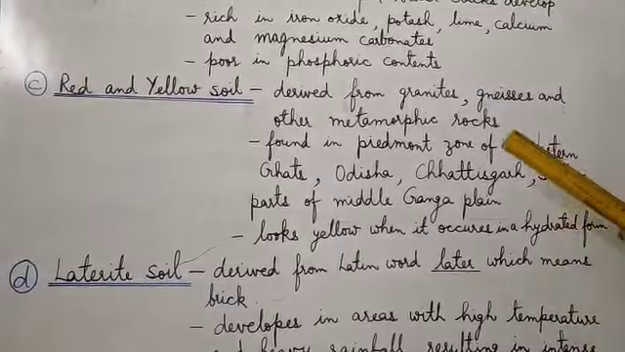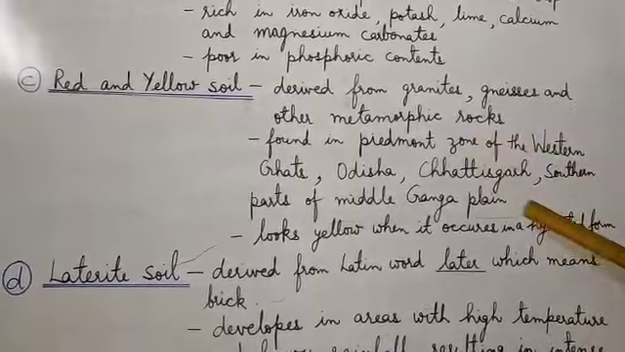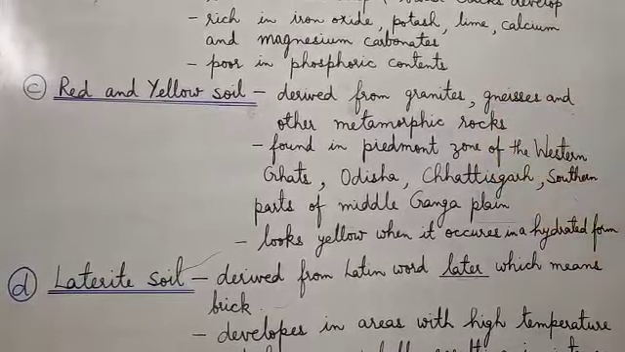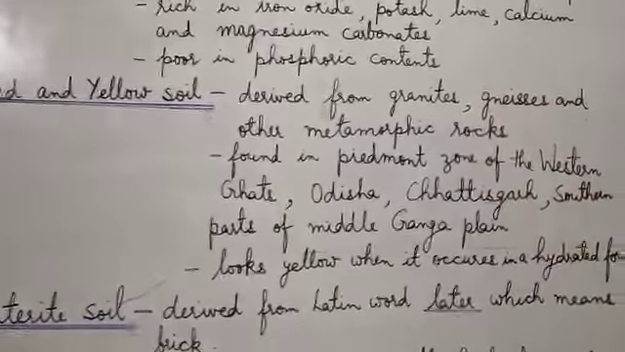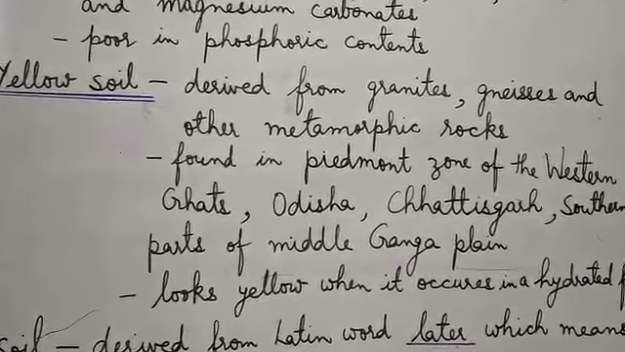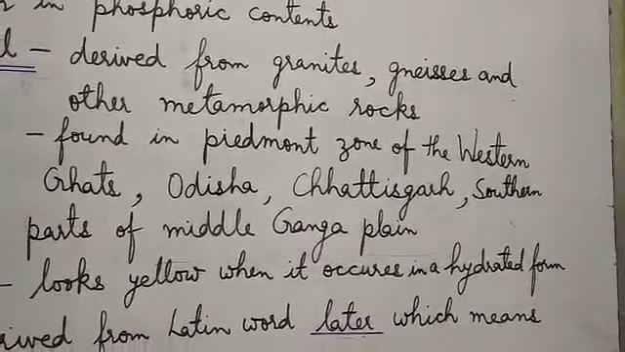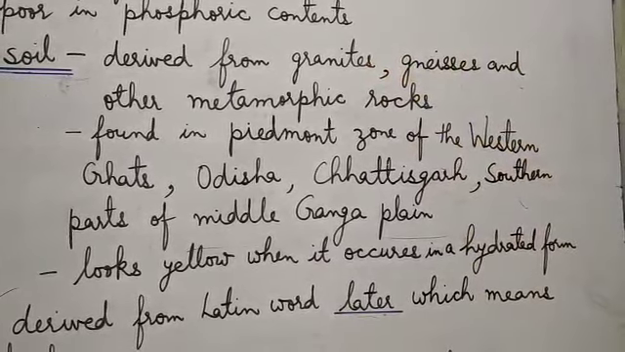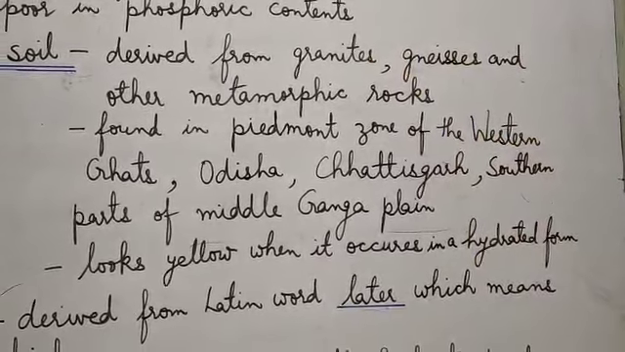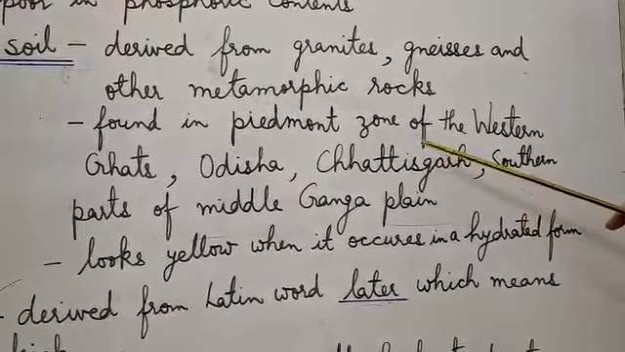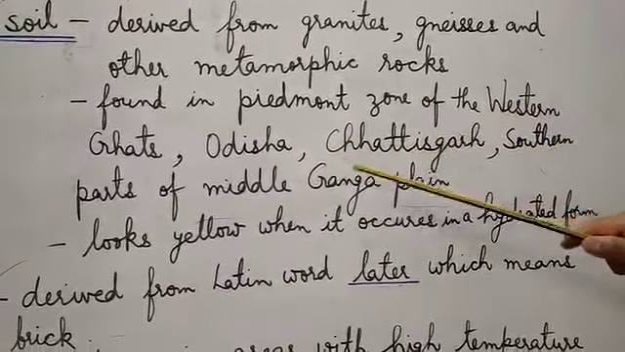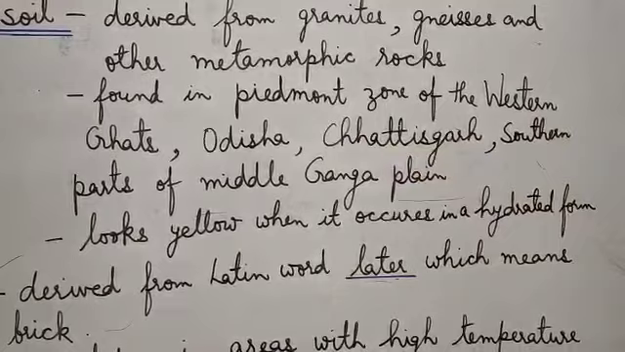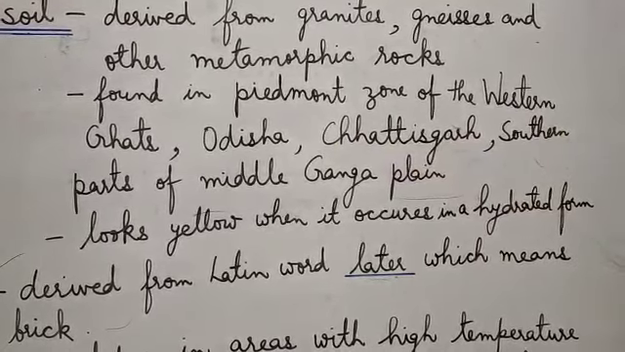So next is the soil which is found in the Piedmont zone of the Western Ghat, a red and yellow soil locally called Chalka in Andhra Pradesh. It is derived from the granites, gneiss and the other metamorphic rocks. Now it is found in the Piedmont zone of Western Ghats, Odisha, Chhattisgarh, southern parts of the Middle Ganga plain.